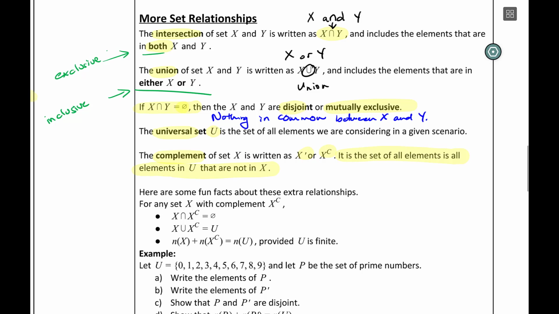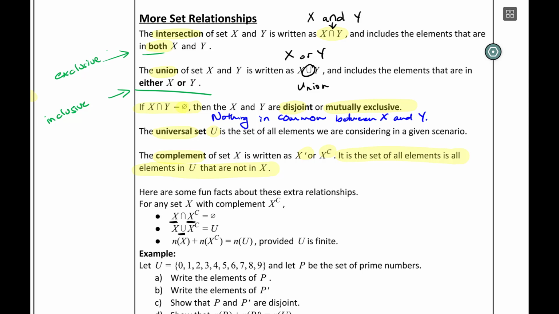Okay, let's look at some fun facts about these complement relationships. For any set X with the complement X^C, we would say that the intersection of X and X^C is empty. And that should make sense, because when we're looking at two complements of each other, this is everything in X, this is everything in not X. There should be nothing in common between those two. However, if we are looking at the union between those two, let's take all of these things and all the things that are not those things. Then that's going to bring everything together.